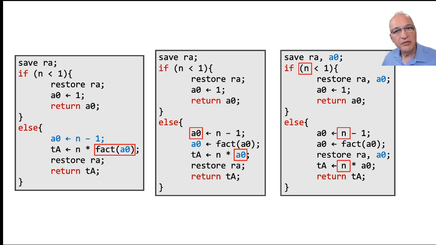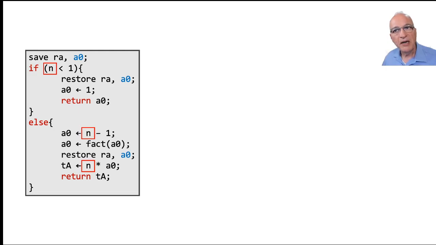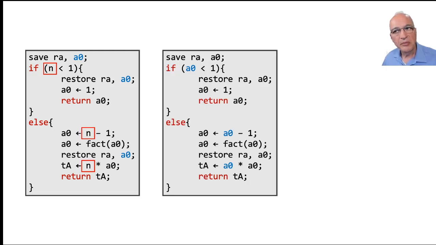And now I can replace n by a0 in my code. But there is something wrong with this code. Let's see what could be wrong with this code.